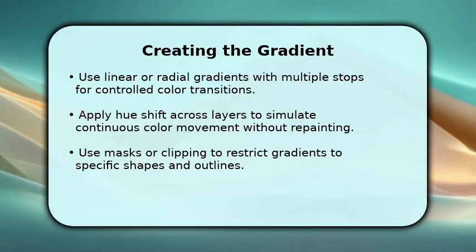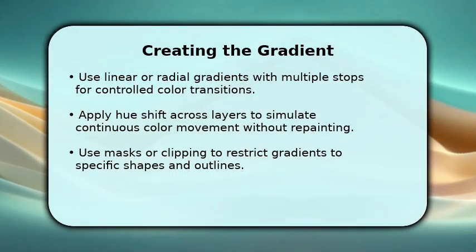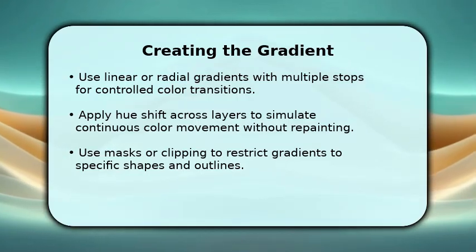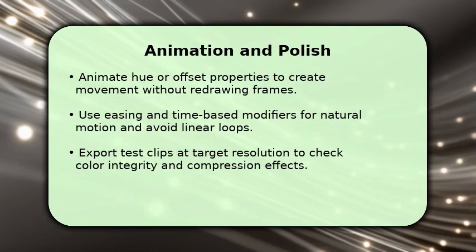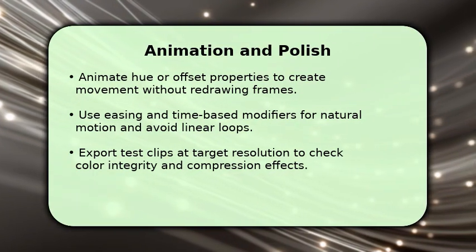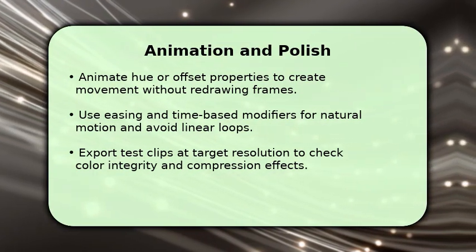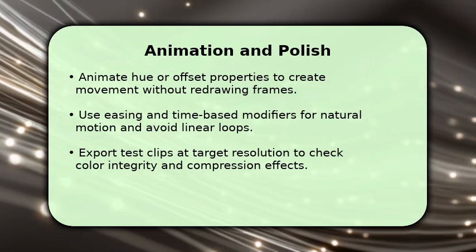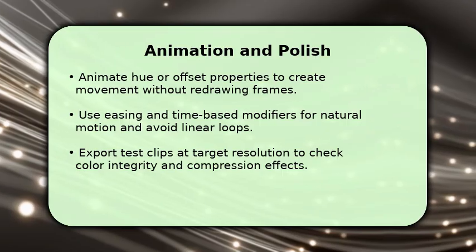Keep gradients on separate layers to easily fine-tune saturation, brightness, and blending without affecting other assets. Animate the rainbow by keyframing hue or offset values, or use time-based expressions for continuous motion. Add easing to avoid mechanical loops, and consider response to audio or input for interactive projects.